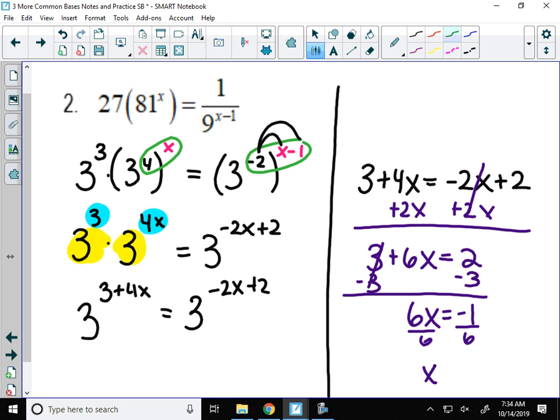So here my x is negative 1/6. And just like the previous problem, I can check my answer. Put negative 1/6 in for x on the left and on the right and see if you get the same value. Okay.